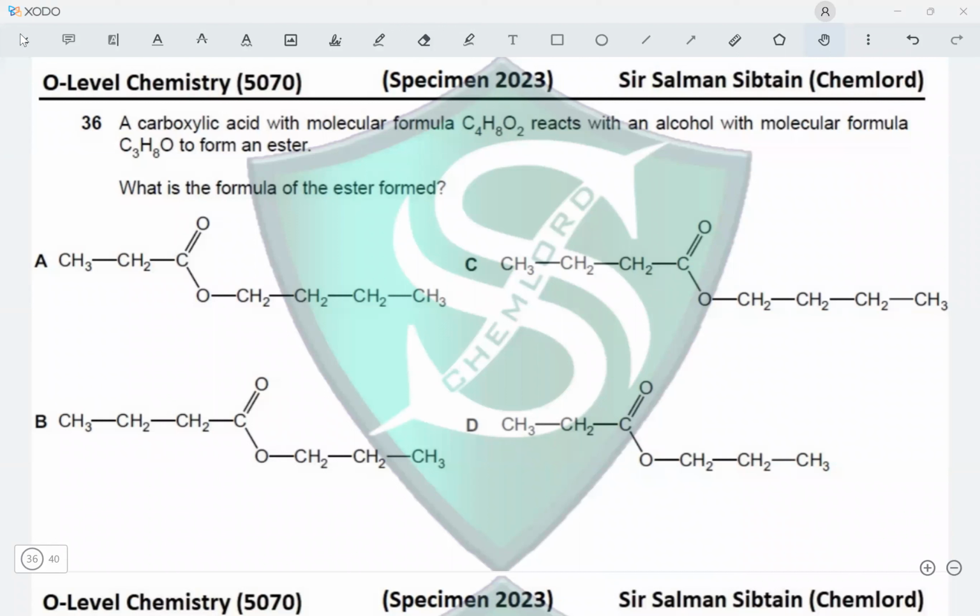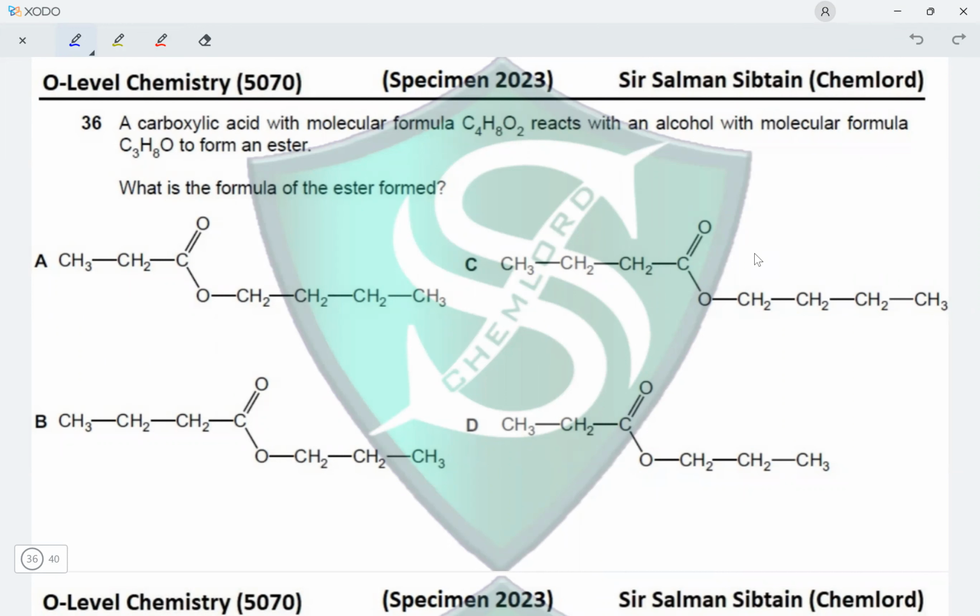Question 36. A carboxylic acid with the molecular formula C4H8O2 reacts with an alcohol with the molecular formula C3H8O to form an ester. Now, if we look at all of these four esters, all of them are straight chains. So what we can do is write the reaction and find out the product, and see which product is the correct one out of these four options.